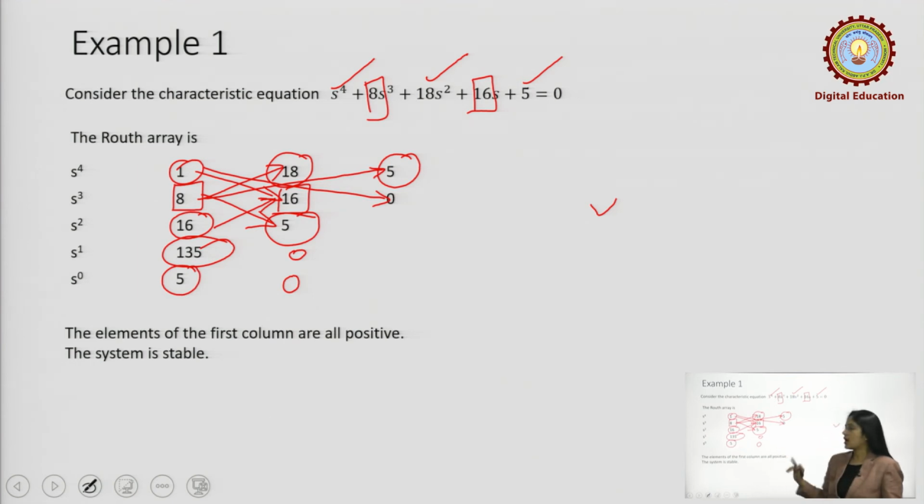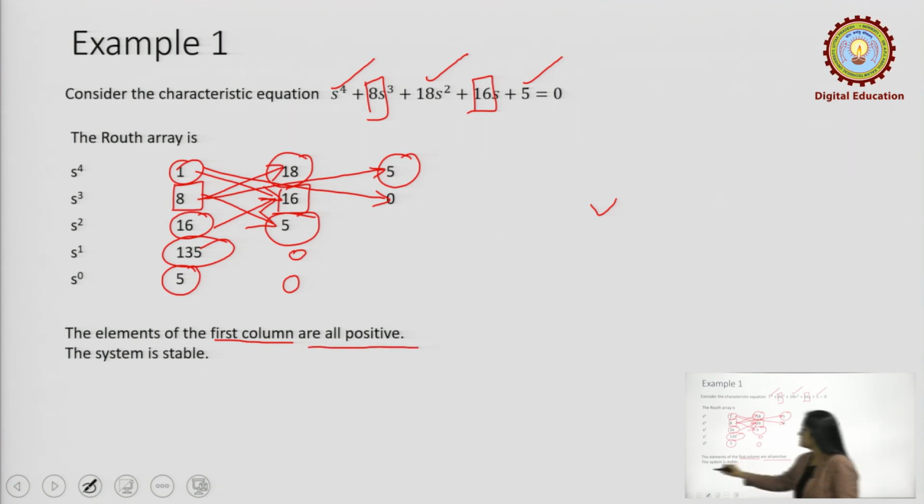So, this is how we complete the table, that is the Routh's array, and find that there are no sign changes in the first column. The first elements of each row, that is the first column, are all positive, and hence the system is stable.